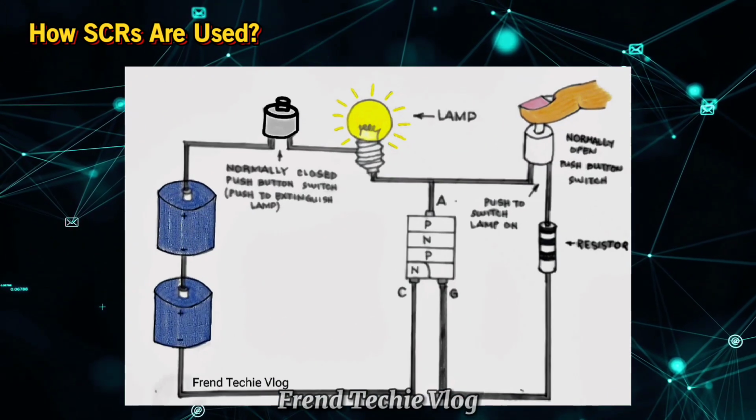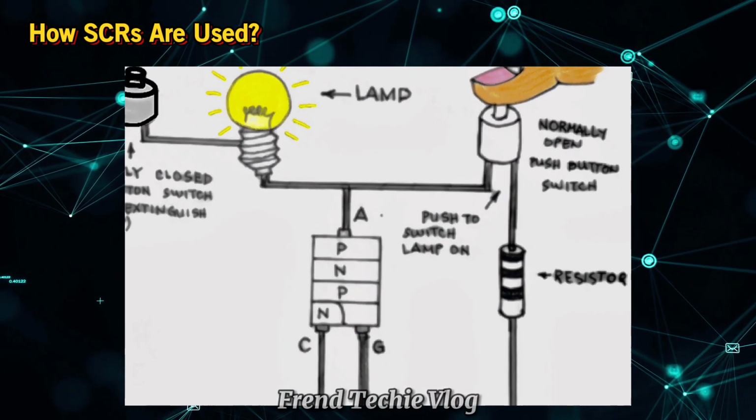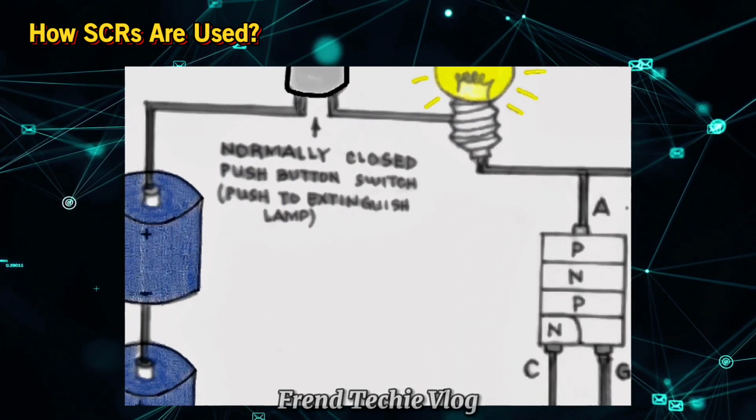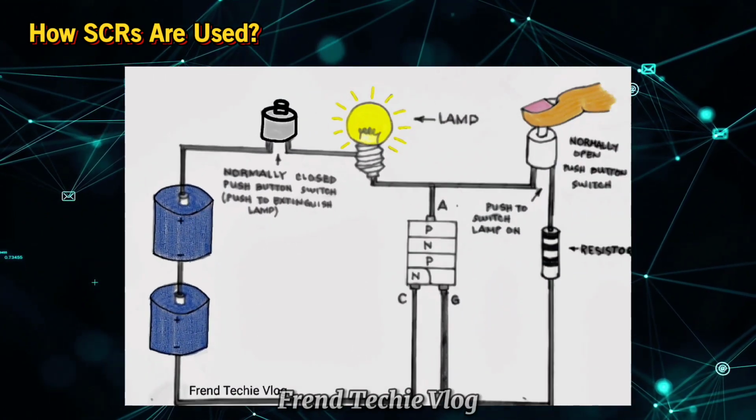How SCR are used. This arrangement shows how an SCR is used to switch on an incandescent lamp. Other devices can also be controlled using this.